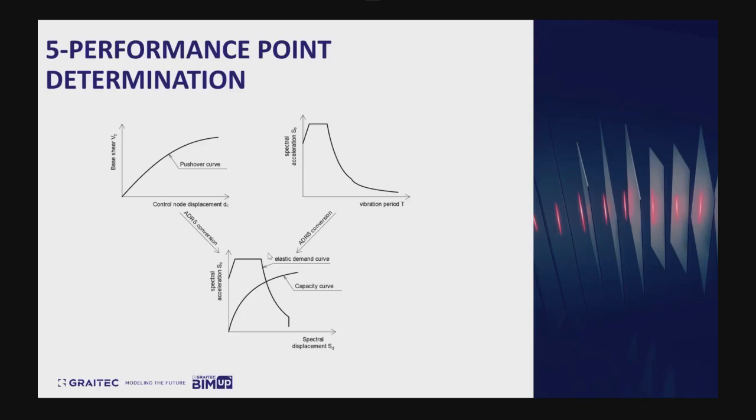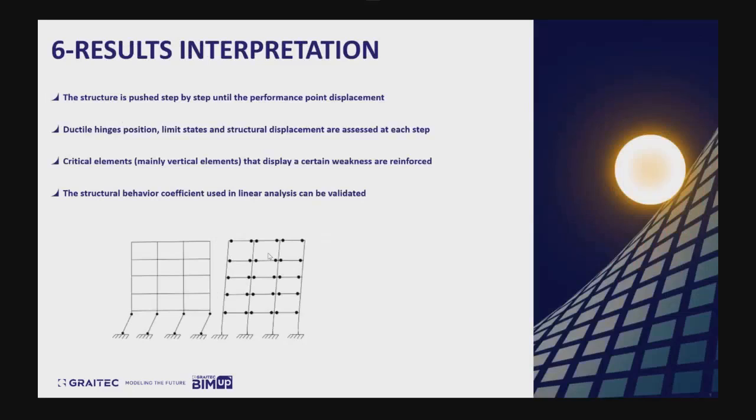So for this reason, the elastic demand curve is no longer valid. We need to do many iterations in order to find the correct point where the structural capacity meets the earthquake demand with the corresponding adjusted damping that includes the energy dissipation occurring in the plastic hinges. Now, once the performance point has been defined, we know how far the earthquake will push the structure.